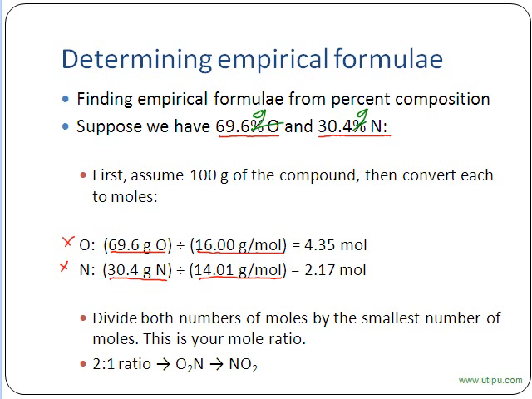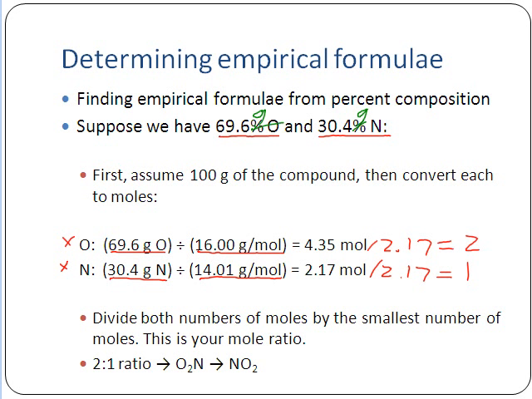Now, here's where the fun starts. In order to find the mole ratio, you want to divide each of the two moles by whichever one is smallest. Here we have 4.35 moles for one and 2.17 for the other. That means we're going to divide both of them by 2.17. One of these is easy: 2.17 divided by 2.17 is just 1. Now the other one, 4.35 divided by 2.17, if you take out your calculators, what we find is we get 2.0046, really close to 2.